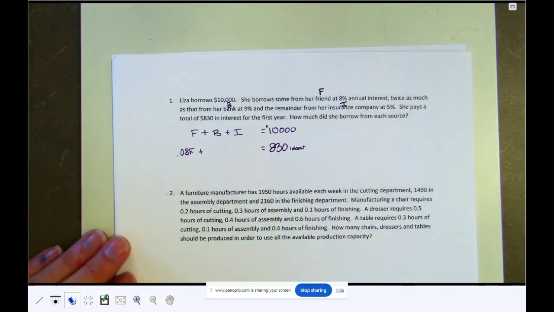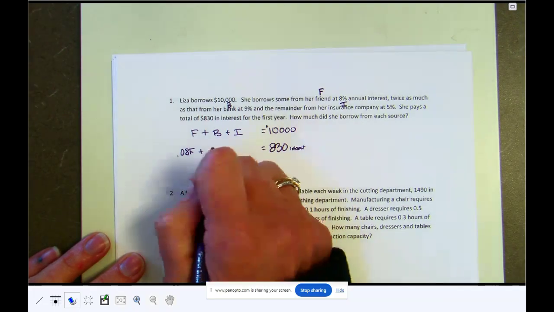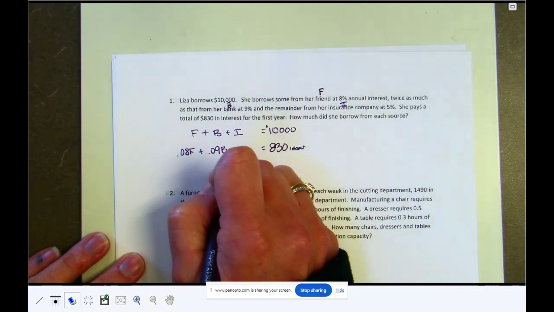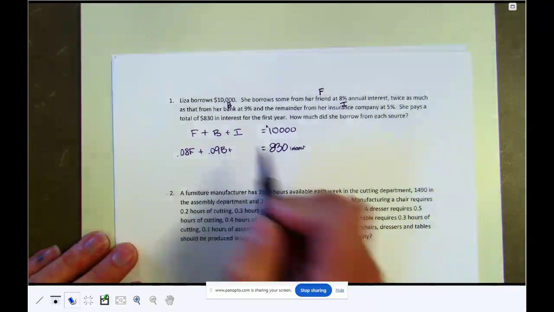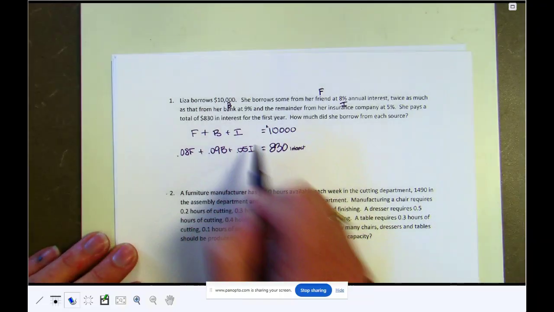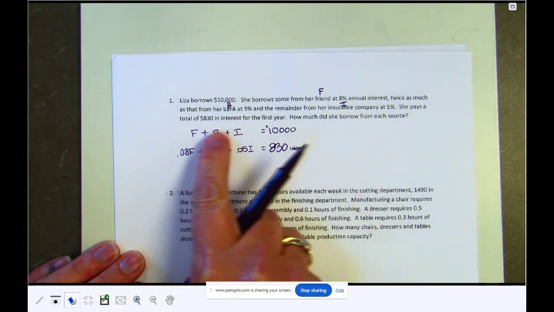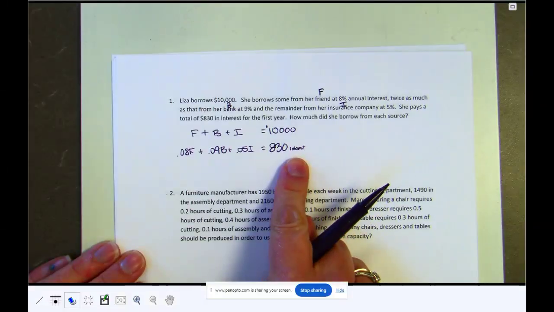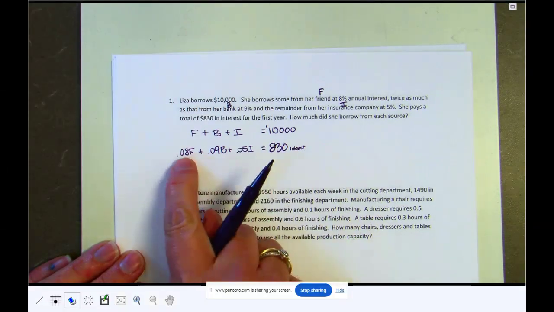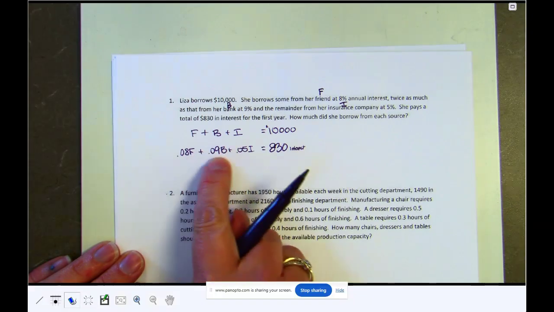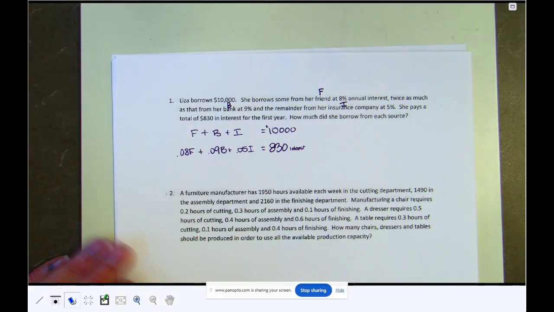Okay, what's the next one for the bank? 0.09. And then what's the last one? Yeah, 0.05. Okay, so do you see this one? Money is here. This is money, money, money. This is interest, also money, but this is a percent of the dollar amount, and a percent of the dollar amount gives you the total interest. Now, this is why we did that practice on our warm up.